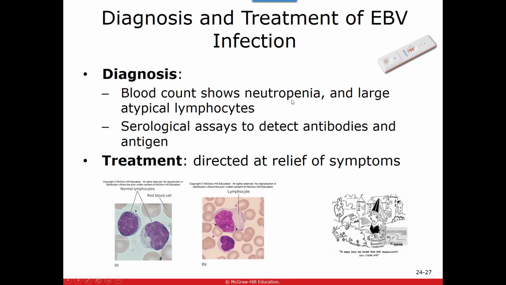And the lymphocytes that are present are going to be atypical. This is what a normal lymphocyte looks like. It's round, the nucleus is quite large, it even takes up the majority of it. An atypical lymphocyte, it's not really round anymore, and you're going to have a little more of that cytoplasm in there. They can also look for antibodies and antigens.